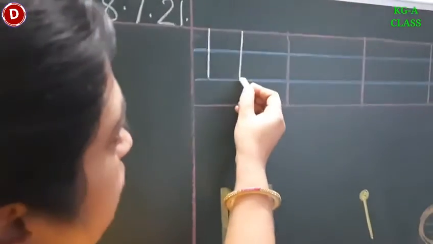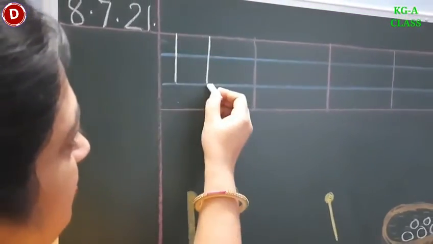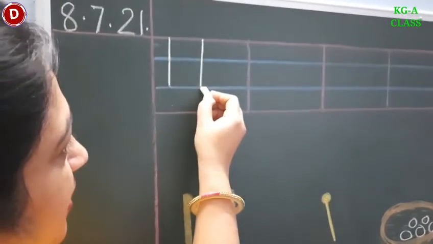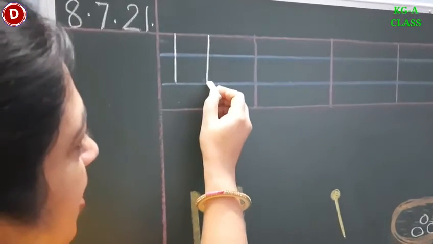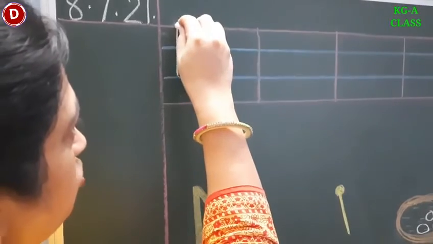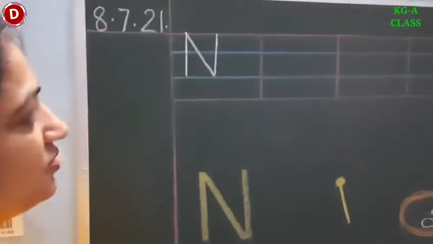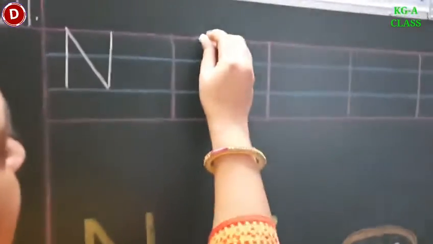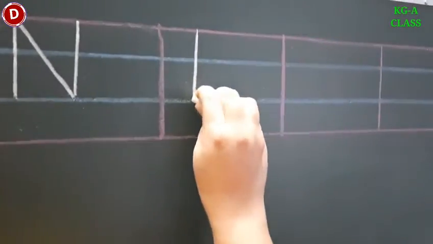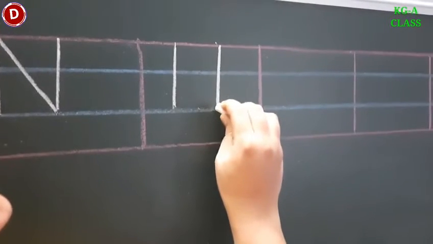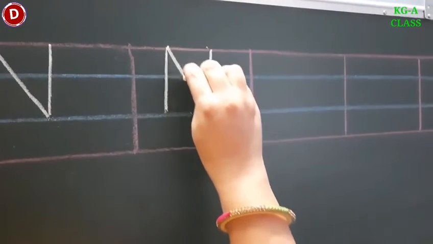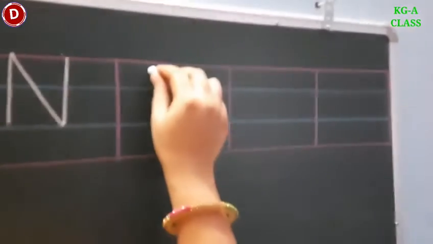From here, you have to make a slanting line till the second standing line and on this point. Look here, you have to join it like this. Okay? And this way, you have to write capital N. So, two standing lines and one slanting line like this. In this way, you have to write capital N.